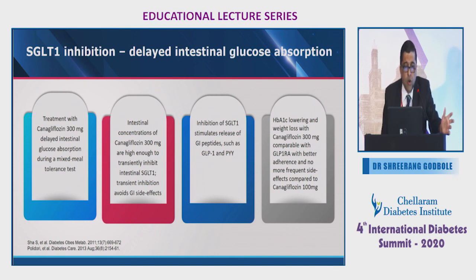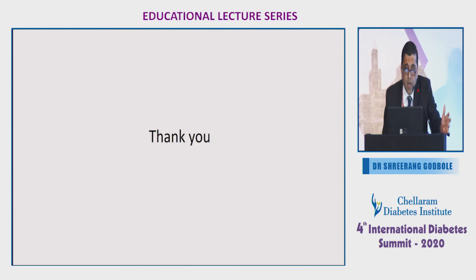The A1C lowering and weight loss with Cana 300 is comparable with GLP-1 receptor agonists with a better adherence, no more frequent side effects compared to Cana 100. I think I'll conclude my talk here.